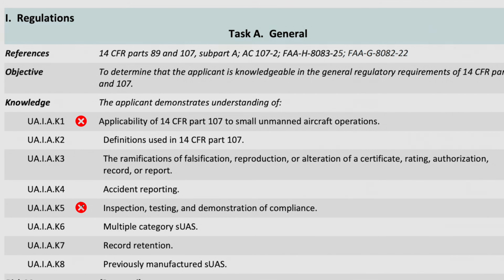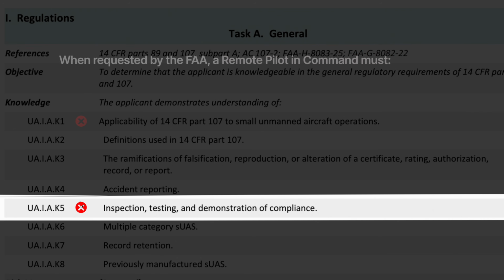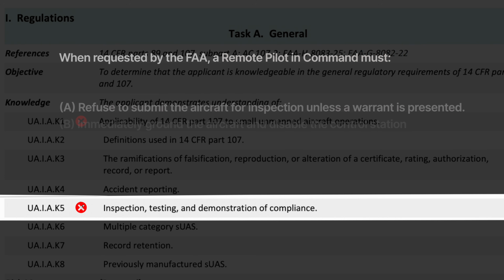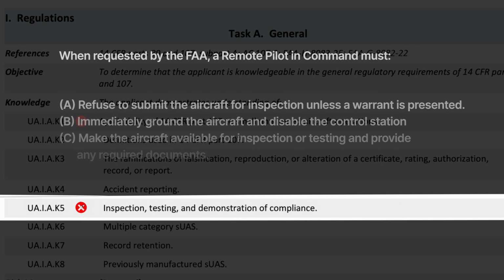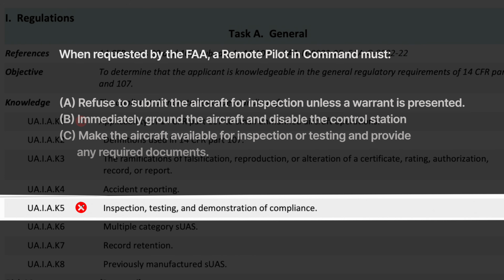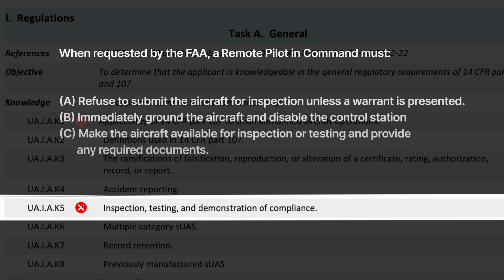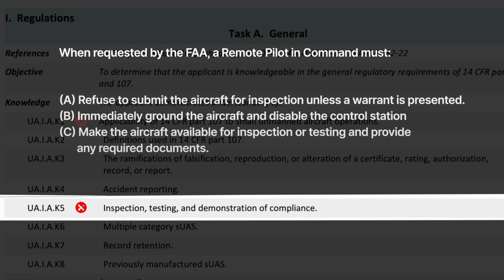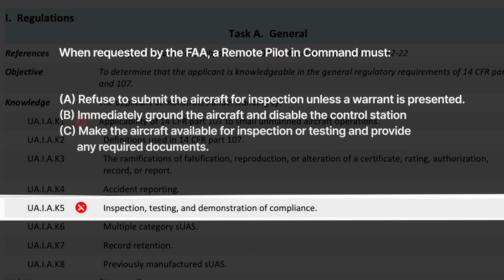So a question that they would ask on this type of code, K5, would be, when requested by the FAA, a remote pilot in command must A. refuse to submit the aircraft for inspection unless a warrant is present, B. immediately ground the aircraft and disable the control station, C. make the aircraft available for inspection or testing and provide any required documents.